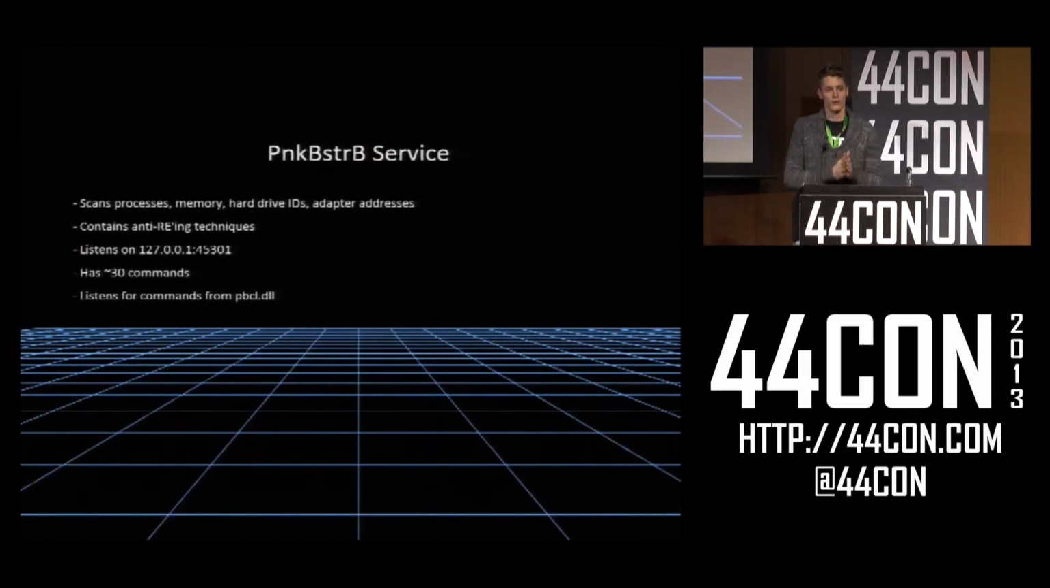So the Punkbuster B service, again, a Windows system level service, does contain anti-reverse engineering techniques. They have string obfuscation, function pointer obfuscation, a segment in the data section of the Punkbuster B module or executable that's all obfuscated code, junk statements, things like that. It also listens on UDP port locally bound 45301, and it has about 30 commands that it takes in from PBCL. These commands, again, are anything from scanning processes or reading memory or creating signatures or scanning for signatures, things like that.